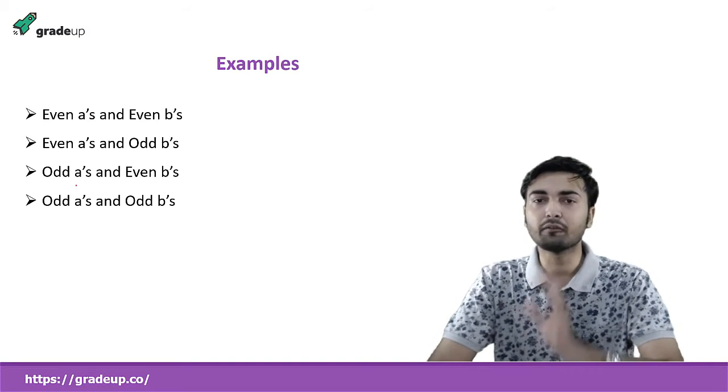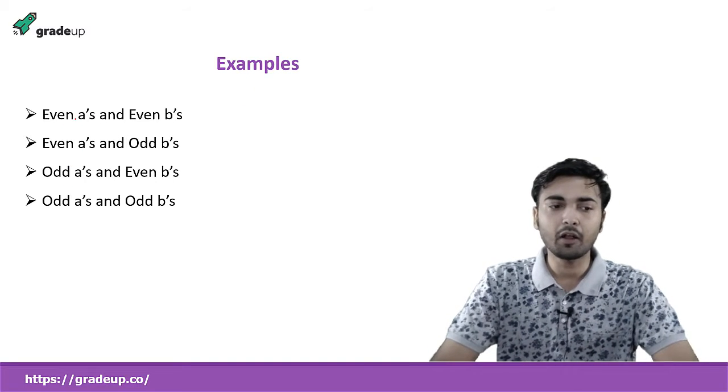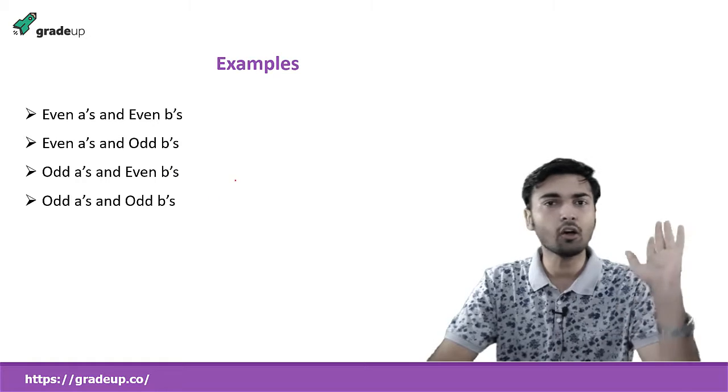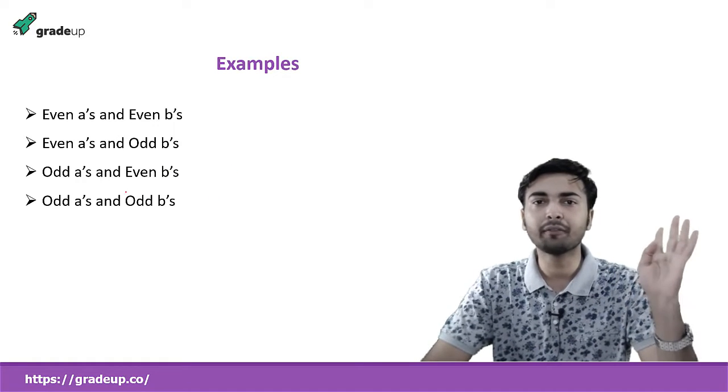4 examples I have taken. 4 possible cases. Even number of A's, even number of B's. Even number of A's, odd number of B's. Odd number of A's, even number of B's. And odd A and odd B. 4 possible cases I have taken.